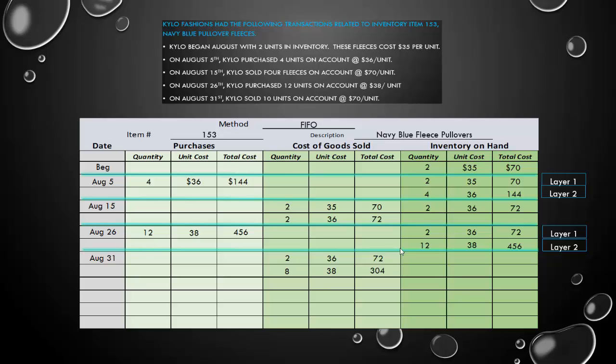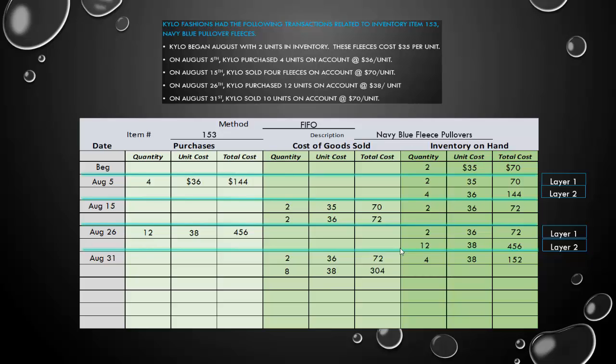And if we add that together, our cost of goods sold on this transaction would be $376. 72 plus 304. What's left? Well, we had 2 $36 units. We sold both of them. We had 12 $38 units in our inventory on hand, but we just sold 8 of those, which means we have 4 $38 units left with a total cost of $152.